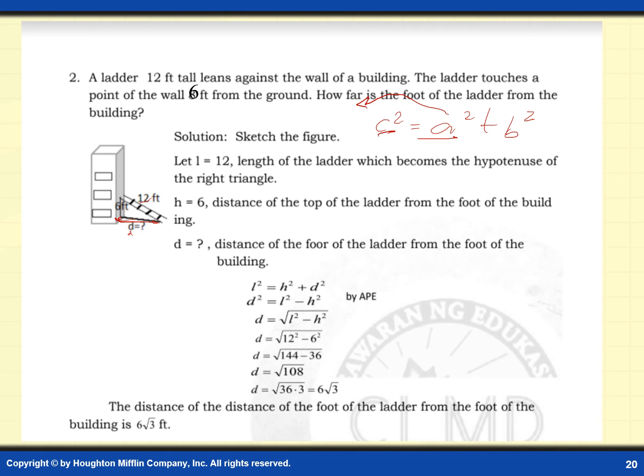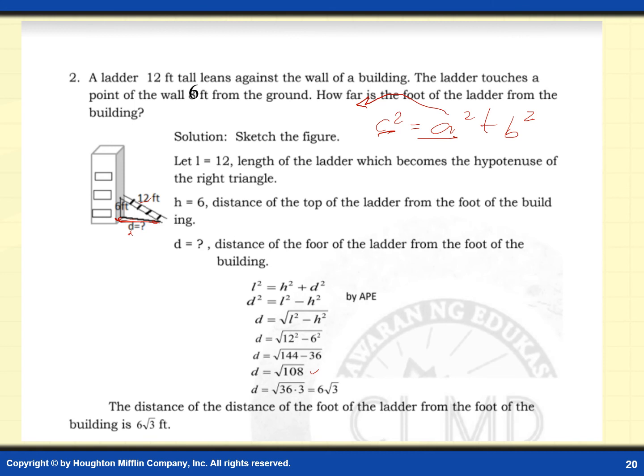So, here, we are looking for the distance, how far the foot of the ladder is from the building. So, it will be subtraction. D is equal to the square root of L squared minus the height squared, or the hypotenuse. So, 12 squared minus 6 squared. 144 minus 36 is 108. Notice that 108 is not a perfect square number. We have already studied that.